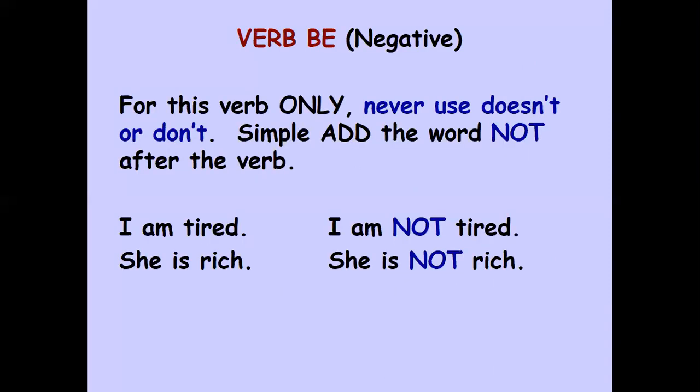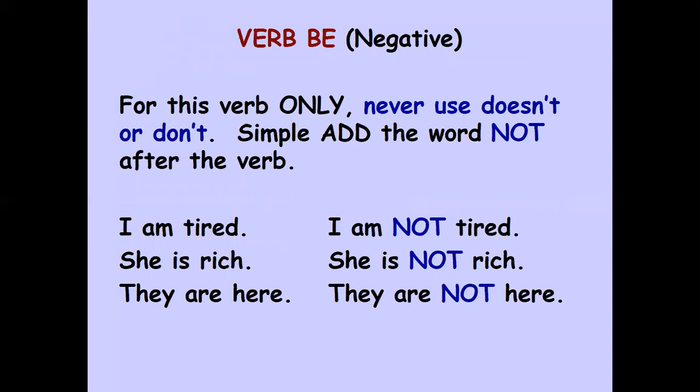The verb to be, the negative, is with not. Remember that there are some students that commit the mistake and they say, I am tired, and in the negative they say, I not am tired. No, I am not tired. Remember the correct order for the correct structure.